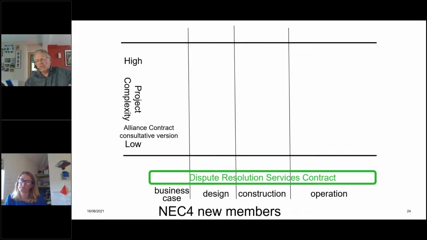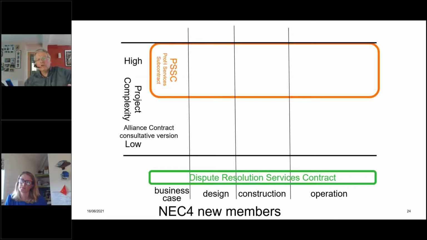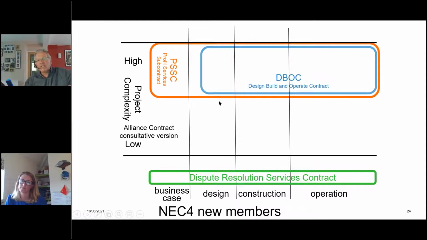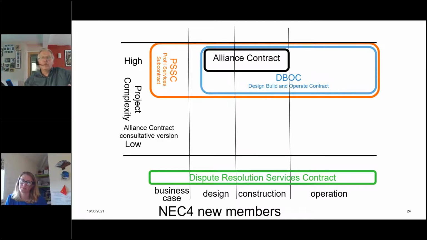We renamed the adjudicator's contract to that. Don't worry about the detail. We've now got a professional services subcontract. Radically, we've got a contract for design, build, and operate the thing. And we've also, even more radically now, got a contract for an alliance.